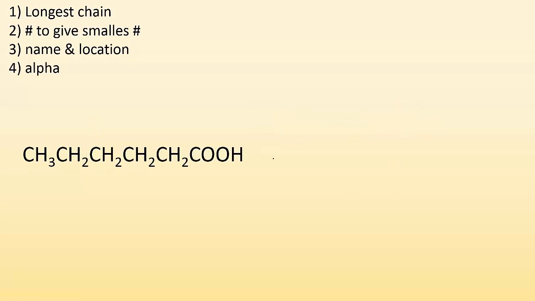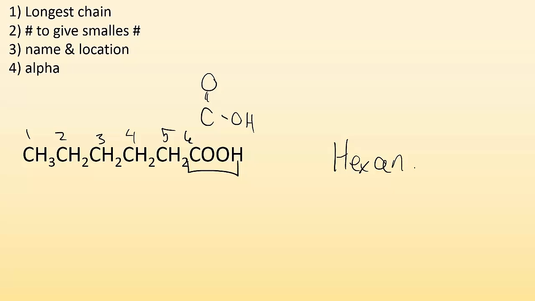Okay, this one's a little uglier. So COOH, that is telling me I got a C double bond OH, so that's how I know it is a carboxylic acid. I count the carbons. How many do I got? I got 6 carbons, so that tells me it's hex. And then anoic acid because it is a carboxylic acid.